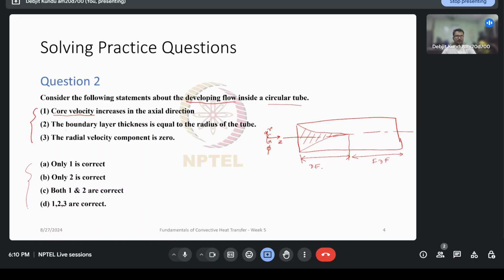below from A to D, we have different combinations. Option A tells us that only statement 1 is correct, option B says only statement 2 is correct, option C says that both 1 and 2 are correct, and by definition 3 is incorrect, or is it option D that 1, 2, 3, all of them are correct? So first figure out which statements are true or false and then find out the correct combination from the four options given below.